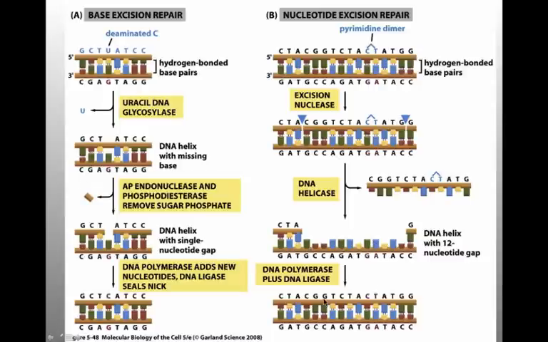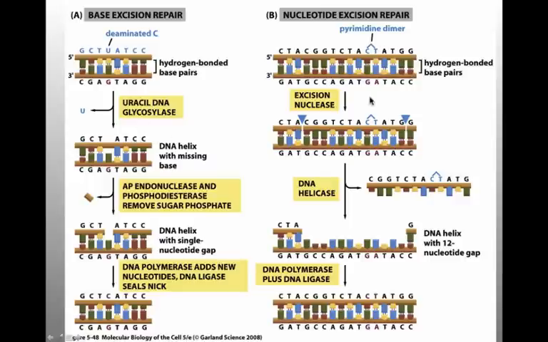Now you've got a template, a 3' OH, DNA polymerase comes in, puts in a base. Now your DNA ligase seals it up. You're done. This is great, but it only works if you have a very specific way of detecting these problems. And that very specific way is one specific protein that does that. So here, you've got really common changes. Again, deamination of cytosine, depurination. Not surprisingly, you have specific ways for dealing with that.